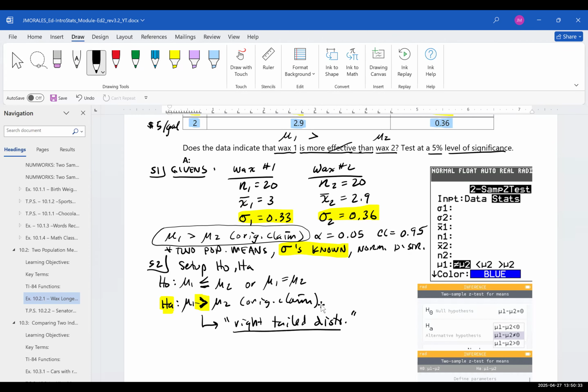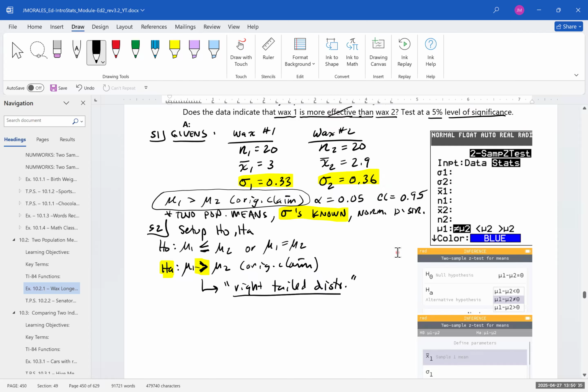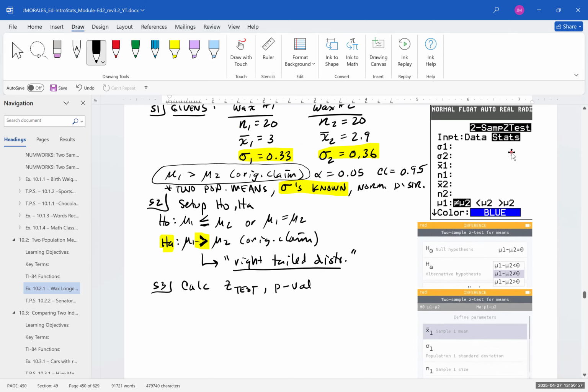All right. So step 3, we want to calculate our test statistic and our corresponding p-value, which is the area adjacent to the test statistic. And this is where these calculator functions are going to come into play.